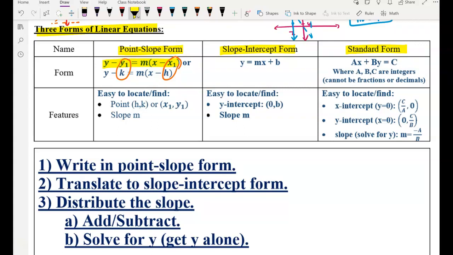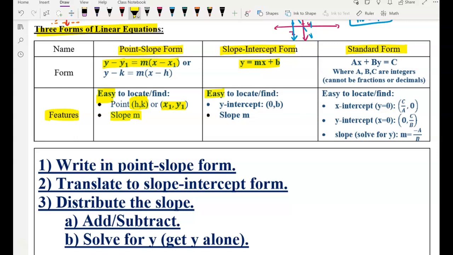Now, the features, which, hey, what's so special about it, or why is it easier than the other? Well, easy to locate is this. You can find the point right away. The point is usually x1, comma y1. Now, if you're using the h, k notation, which on your quiz and your exam, we are going to ask you to put it in the h, k form, then the point is just going to be h, k. And you can identify the slope immediately, right? The slope-intercept form, students, as you know, is y equals mx plus b.